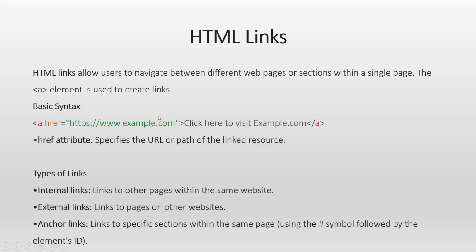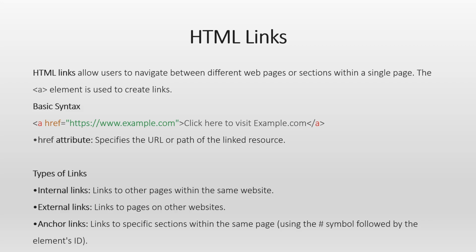Next, HTML links. As we have seen, in a web page there will be a home page navigation bar. In that, we will click on home, about, contact us. Whenever we click on home, it takes us to the home page, and when we click on about, it takes us to the about page. So how are these things happening? With the help of HTML links, all those processes are happening.